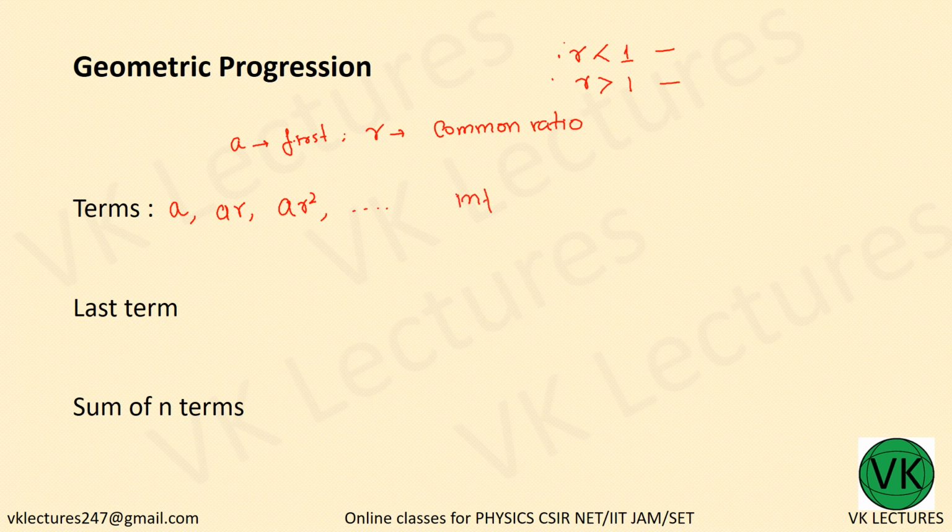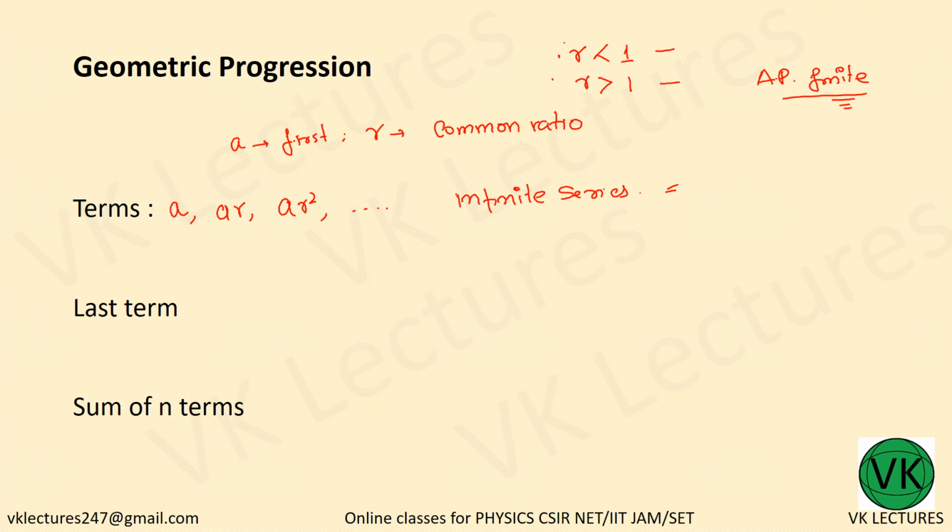infinite series. It's an infinite series, while arithmetic progression is finite. Arithmetic progression is always a finite series. Now why? Because there must be some end to the arithmetic progression, but here there need not be an end.